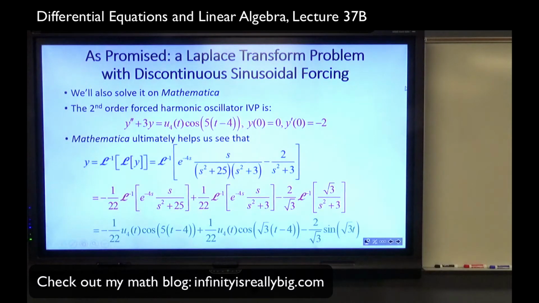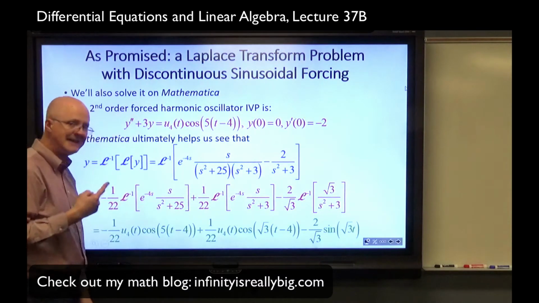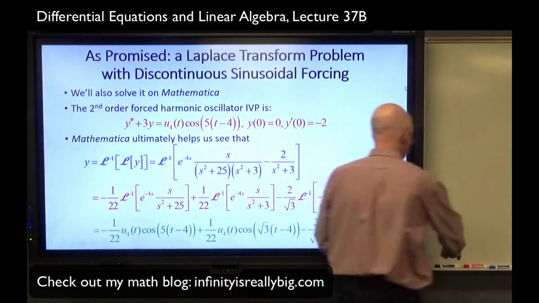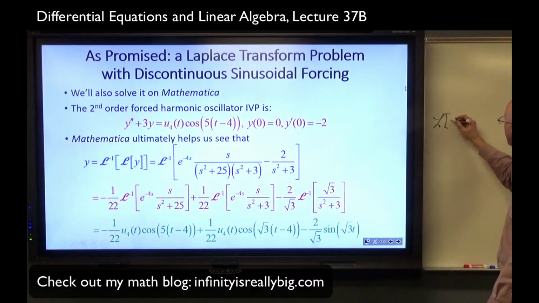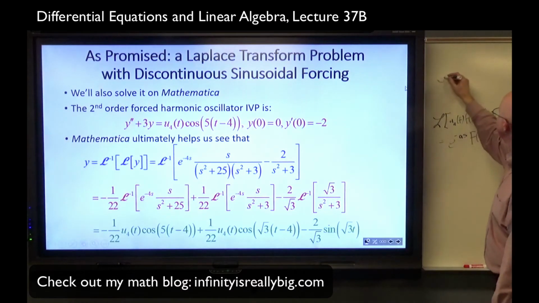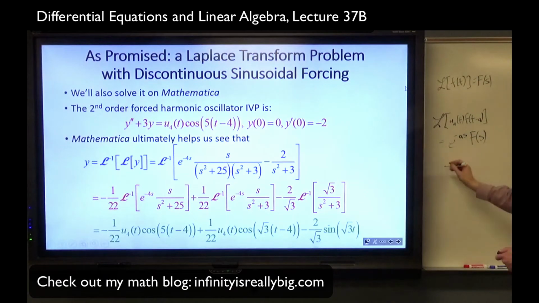There are the details. In going from here to here, if you were doing it by hand, you'd want to use the shifting on the t-axis property that we have talked about. That takes this form: the Laplace transform of u sub a of t times f of t minus a equals e to the negative as times capital F of s, where capital F of s is the Laplace transform of little f of t. That's an assumption in the background there. Apply the inverse Laplace transform to this kind of thing, you're going to get this kind of thing.